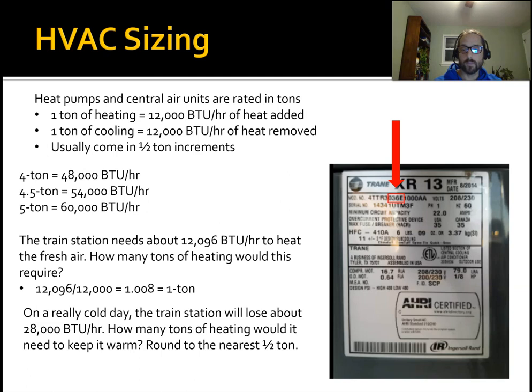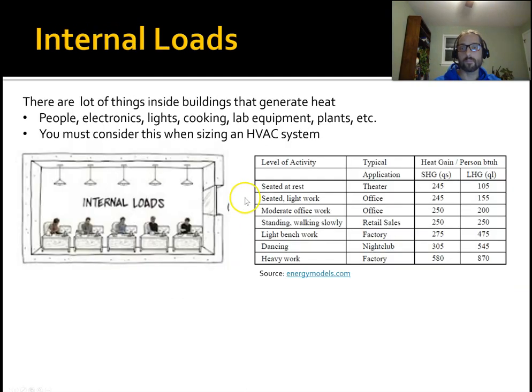It needs 28,000 BTUs per hour. So 28,000 divided by 12,000 is 2.33. Round that up to 2.5 ton. So you need a 2.5 ton unit to accommodate that.